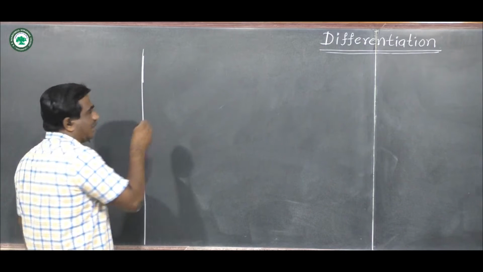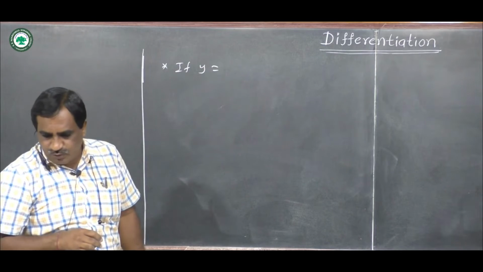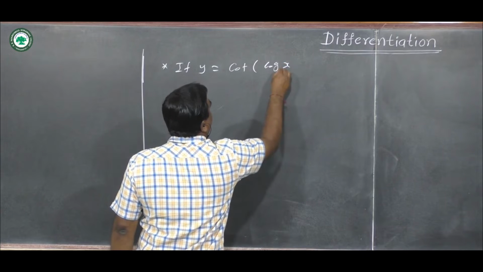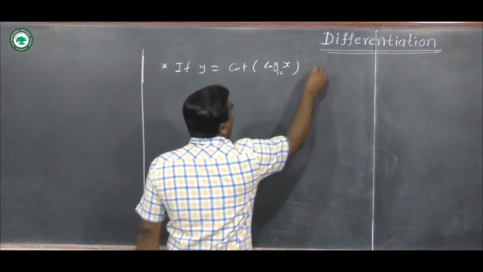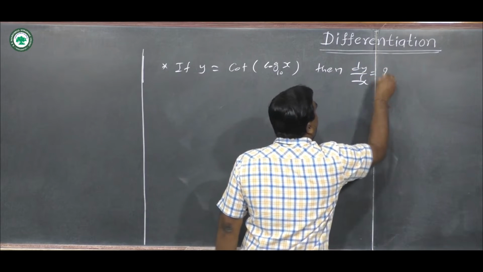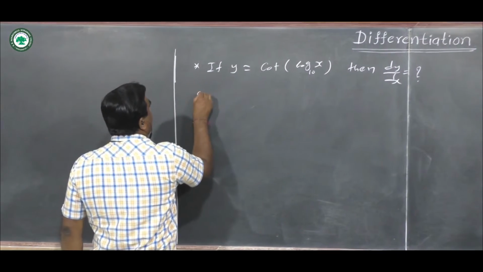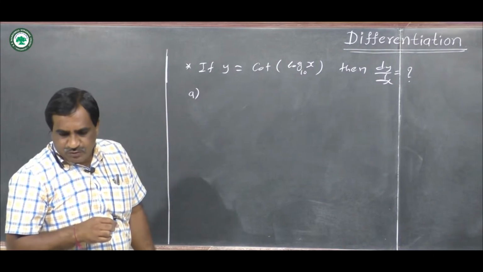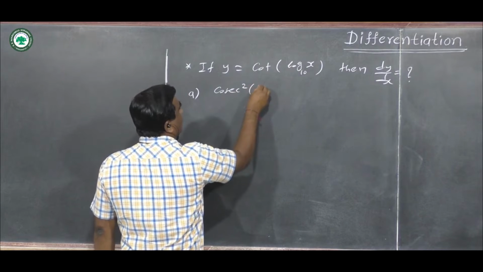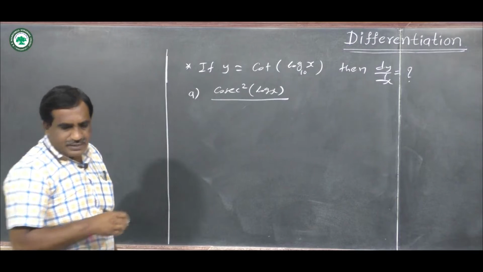The next second example: if y is equal to cot of log x to the base 10, then dy by dx is equal to question mark again. Okay, now this is composite function. We have to give one options here. Option first, A, cosec square of log x upon x into log 10.